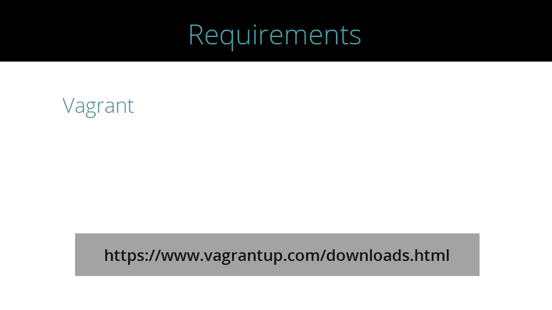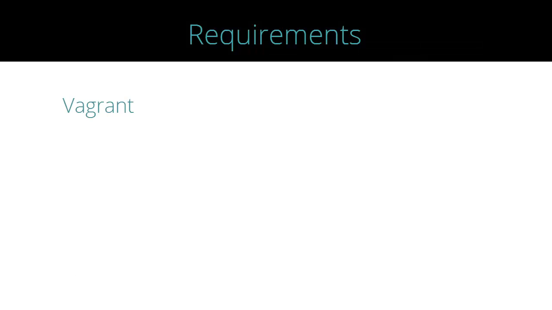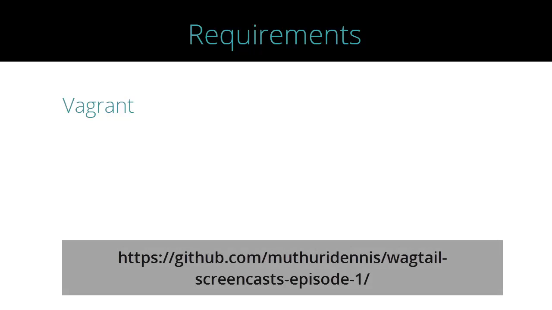Once you have Vagrant installed, create a folder in Drive C called Wagtail VM, and within it, create a new file and call it Vagrantfile. I've provided a link below to the Vagrantfile I'm using. Click on the link and paste the file's contents into the Vagrantfile you created in the Wagtail VM folder.